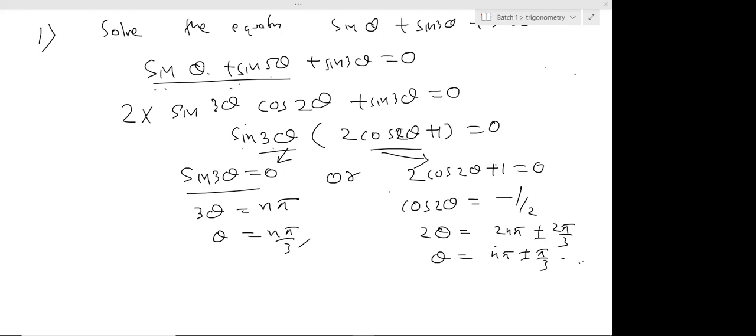Done, sir. All right. Try to solve this one. Sin 2 theta plus cos theta is equal to 0.